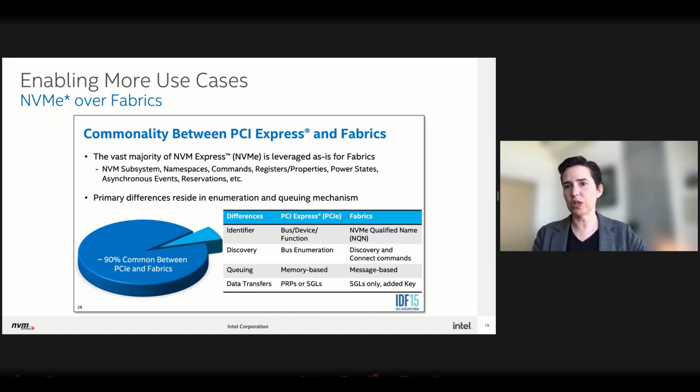Now, one of the key things we also tried to do was make sure we took advantage of the commonality between PCI-Express and Fabric. So how do we keep the NVMe specification, how did we leverage 90% of it and only change a few pieces of it? So for example, we had to change how you enumerate what's present. And so understand those pieces. And for example, instead of doing queues with our commands via memory, we had to go message-based. But how did we leverage those existing pieces?